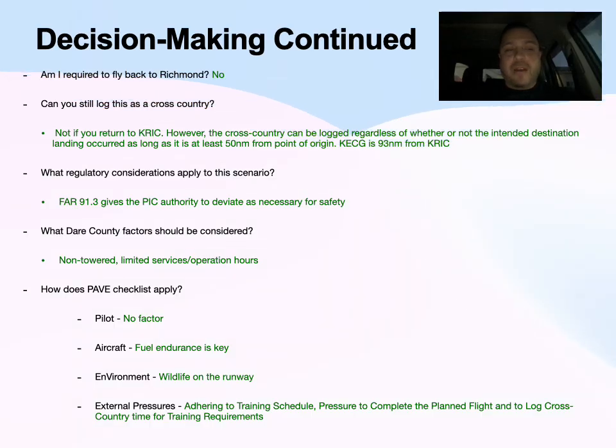How does the PAVE checklist apply? So pilot, no factor. Obviously, you might not have seen this kind of scenario, but as long as you've executed a go-around in the past, you should be fine. Aircraft, fuel endurance is key, so that is one thing that we really need to consider, whether or not we can deviate or how long we can hold over the runway. Environment, wildlife on the runway. External pressures, again, adhering to the training schedule, pressure to complete the planned flight, to log the cross-country flight time.